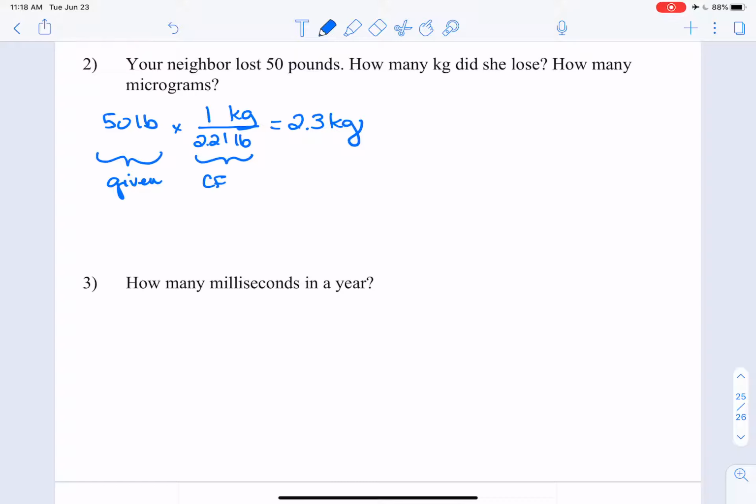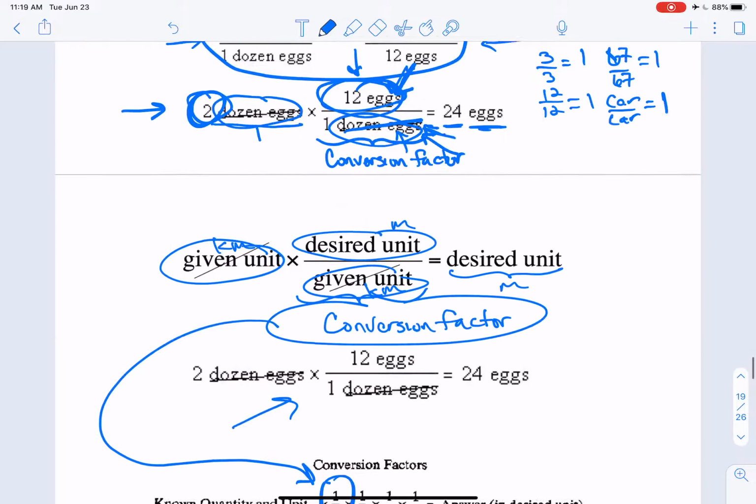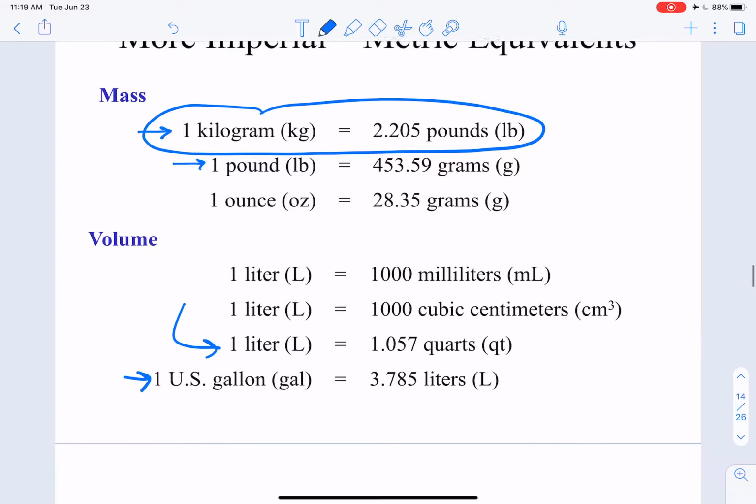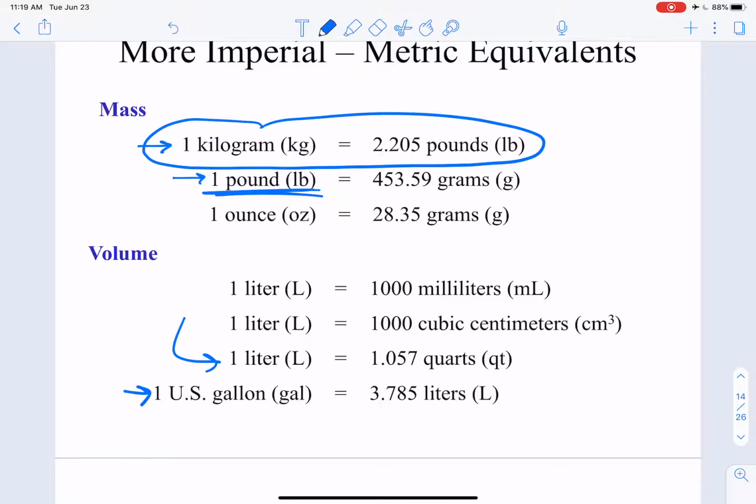Now, the second part of the question asked us for micrograms, so we have to do that one. And we're going to start with the same given. And we could go through kilograms into grams, or we could go, wait a minute, back on that chart, we had a relationship between pounds and grams, so we might want to use that. And that was right here. For every 1 pound, we have about 454 grams.